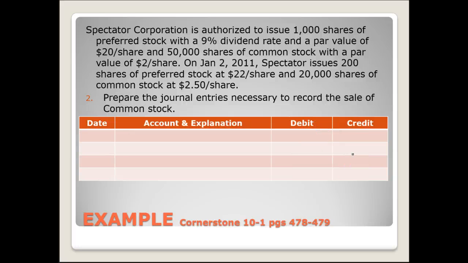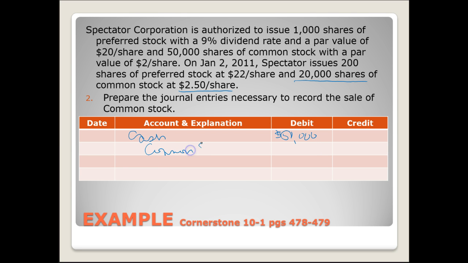Now let's look at the entries we'd make for common stock. How much cash did they receive for their common stock? Well, they got the $2.50 a share times the 20,000 shares that were issued. So we will have in our cash account $50,000 of a debit because they received $50,000 of cash.